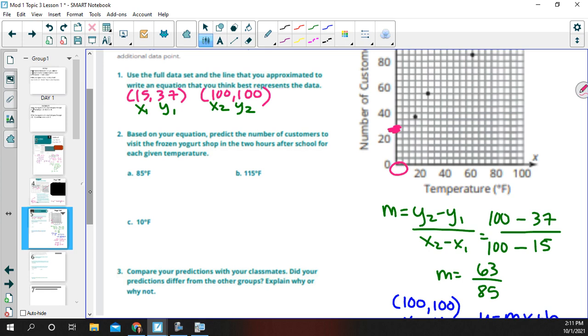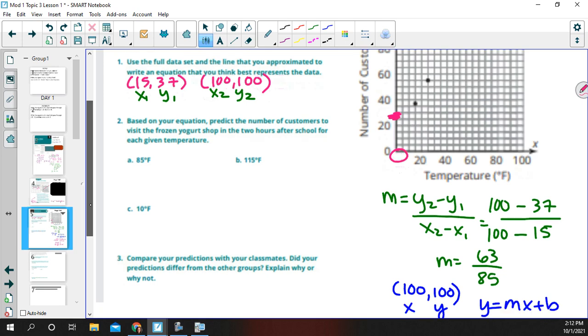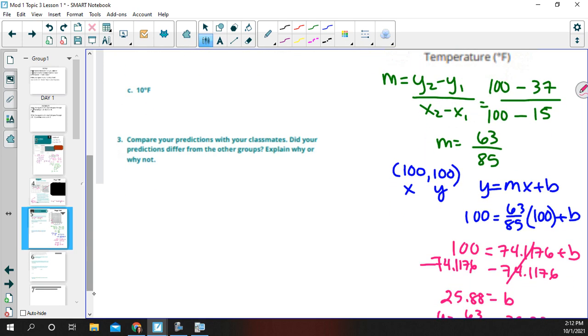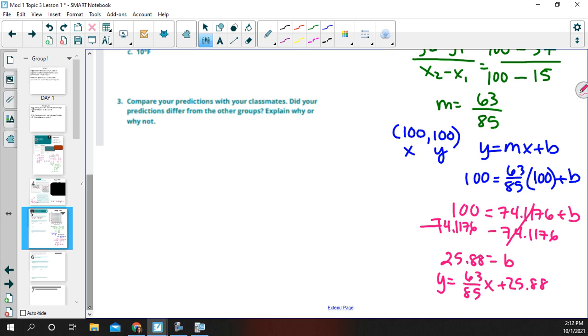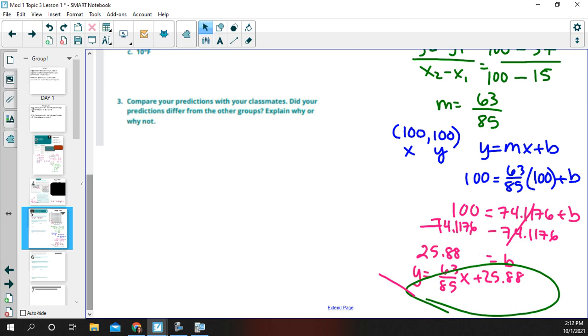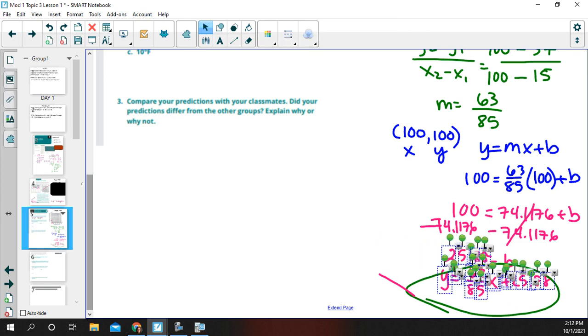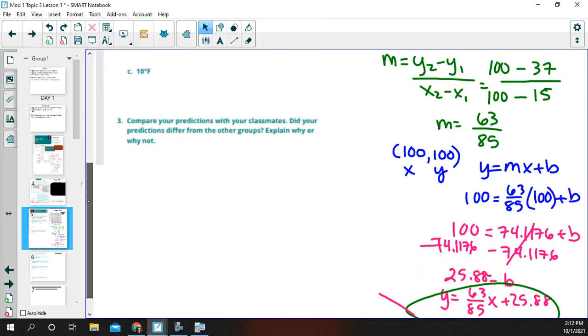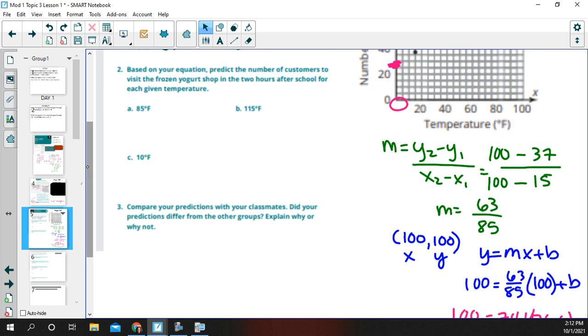Problem is, all of us probably made different equations because I just chose 2 random points. I could have chosen any points. So the next thing we're going to do is take that beautiful equation that we made down there, okay, this one right here, and we're going to find different values. Let's figure out how many people at 85 degrees, 115 degrees, and 10 degrees. Well, do I plug it in for the x or the y?